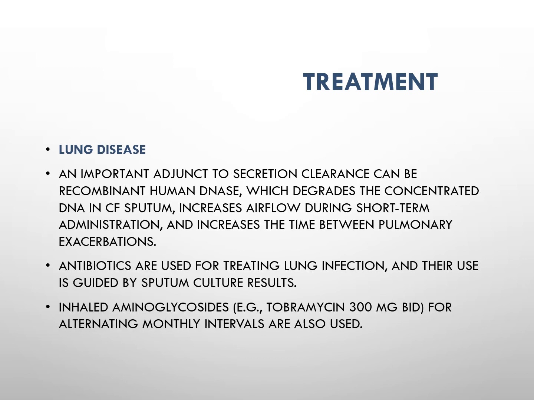Pharmacological agents for increasing mucus clearance are in use and development. In most forms of CF, an important adjunct to secretion clearance can be recombinant human DNase, which degrades the concentrated DNA in CF sputum, increases airflow during short-term administration, and increases the time between pulmonary exacerbations. Antibiotics are used for treating lung infections, and their use is guided by sputum culture results. Inhaled aminoglycosides, for example tobramycin 300 mg per inhalation, are also used twice a day, at alternating monthly intervals.